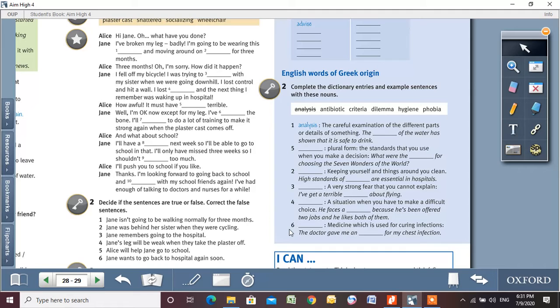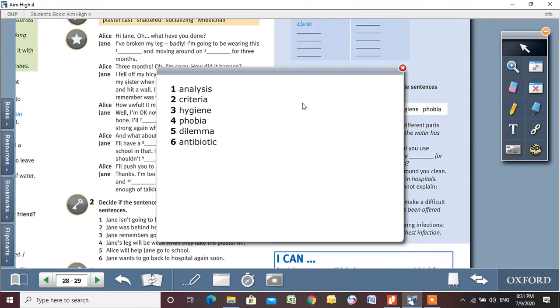The last one, medicine which is used for curing infections, and of course all of us know antibiotics. So antibiotic is a medicine which is used for curing infections or diseases. The doctor gave me an antibiotic for my chest infection. Now these are the answers again.